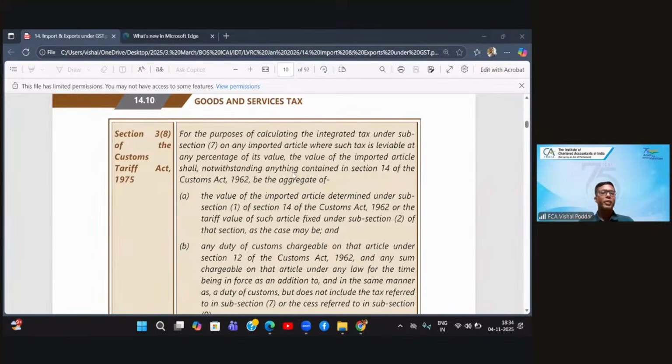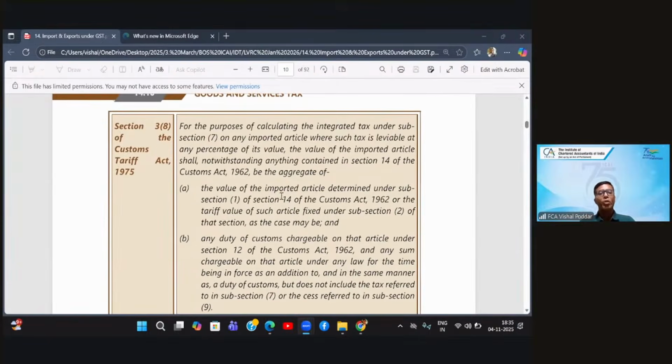Now, for that, when we deal with customs, you study in customs that there is section 14 read with the Customs Valuation (Determination of Value of Imported Goods) Rules. So you can simply call it the import valuation rules. Using the provisions of section 14 and the import valuation rules, you determine the value.